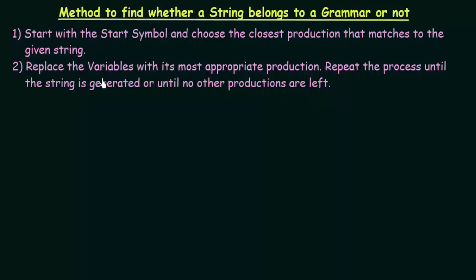So we replace the variables. Variables are the non-terminal symbols. We replace them with their most appropriate production that will match the given string, and then we repeat the process until the string that we require is generated or until no other productions are left. So these are the steps that we need to follow to find out whether a string belongs to a grammar or not. Now let's take an example to understand this.